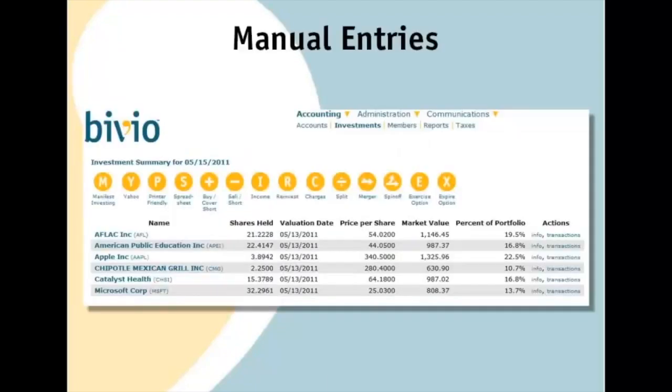If you don't know how to correct a problem, email us at support@bivio.com and we'll help you learn how to do it. But in general, you can make any manual entries you need to using buttons like these, which you will find at the top of the Accounting Accounts, Accounting Investments, and Accounting Members pages.